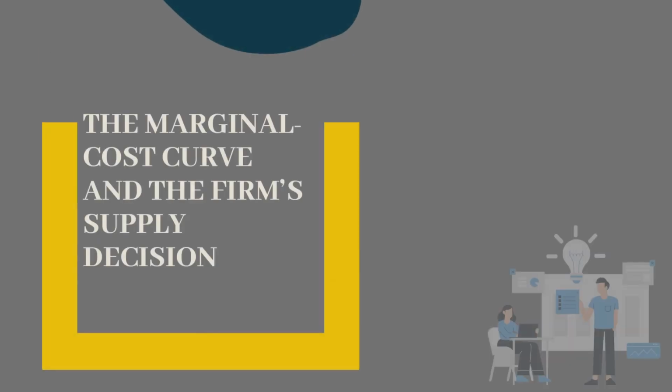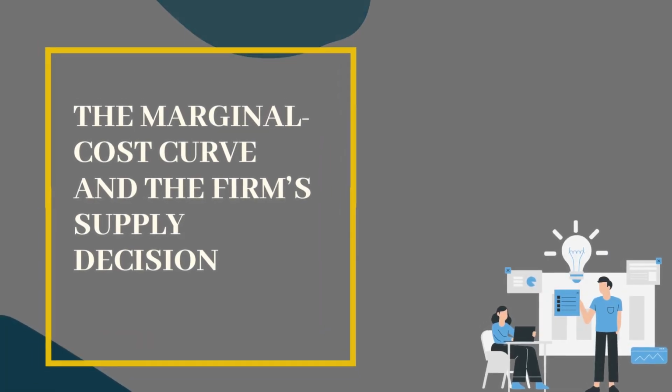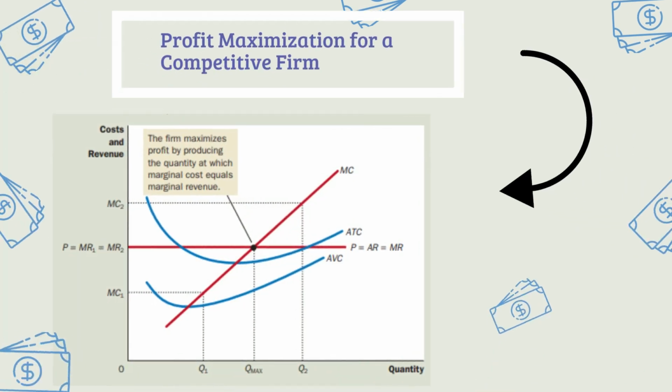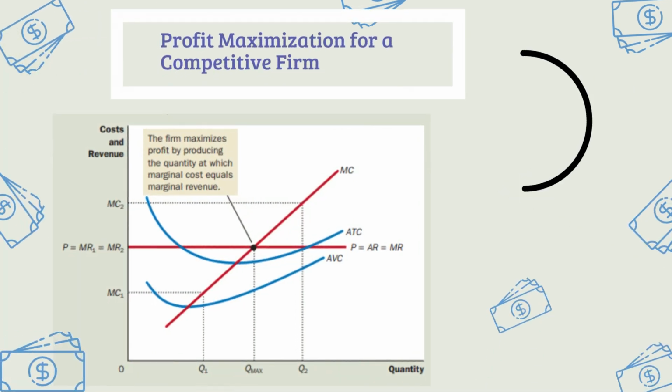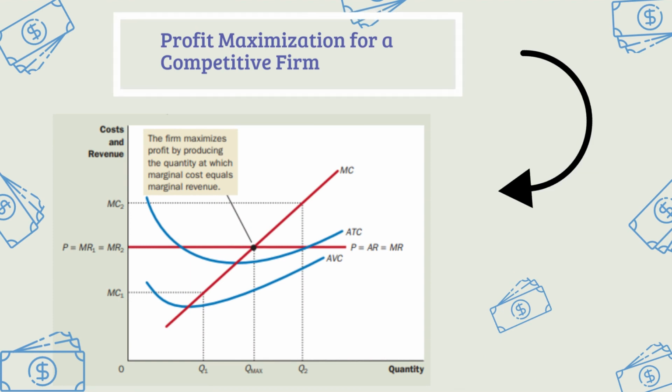The marginal cost curve and the firm's supply decision. To extend this analysis of profit maximization, consider the cost curves in Figure 1. These cost curves have the 3 features that are thought to describe most firms. The marginal cost curve, or MC, is upward sloping. The average total cost curve is U-shaped, and the marginal cost curve crosses the average total cost curve at the minimum of average total cost.